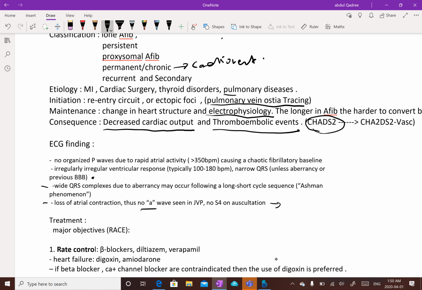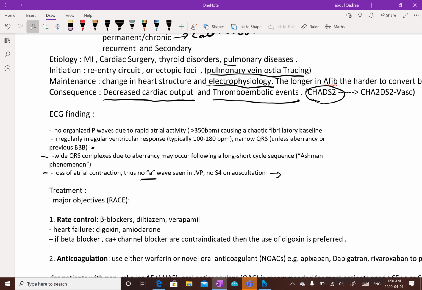Okay, so we understood the ECG part, and it's very easy to understand everything else. But the most important part about atrial fibrillation is understanding its treatment, ladies and gentlemen. If you can understand the treatment of atrial fibrillation, you'll be very happy, because it's not that complicated, to be honest, but there are just a lot of medical treatments available to treat atrial fibrillation.